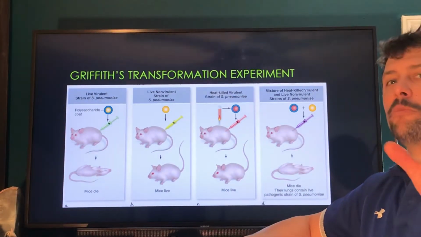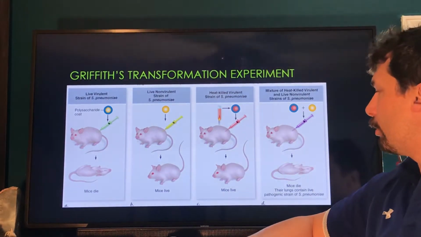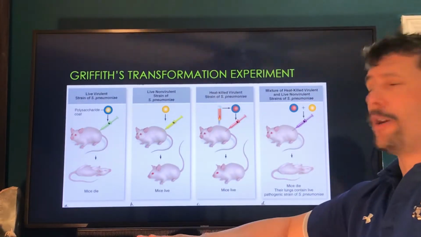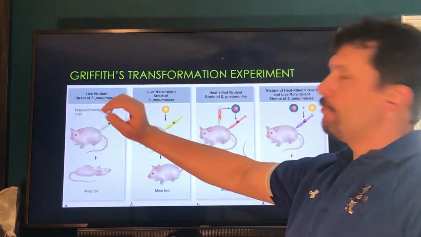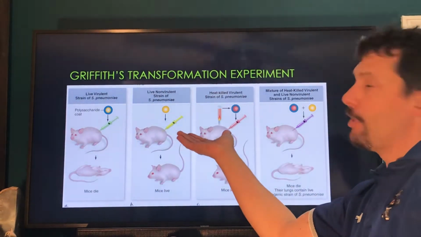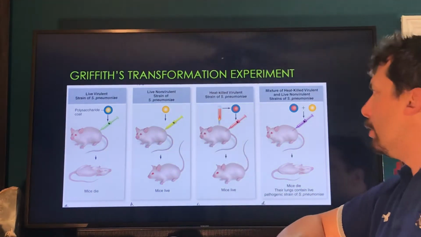So obviously, I know some of you guys had questions about this. Justin, I think you did, Griffith's transformation experiment. What we have going on here is pretty simple. We've got a live virulent strain of pneumonia. It's going to kill the mouse when you inject it. Then there's a live non-virulent strain. Now obviously if it's alive but it's non-virulent, you would expect that the mouse should live.